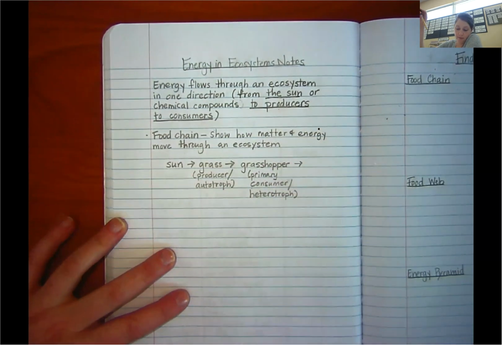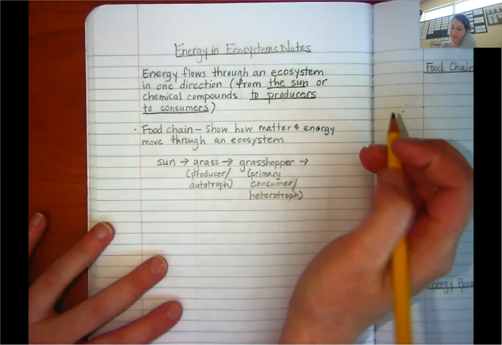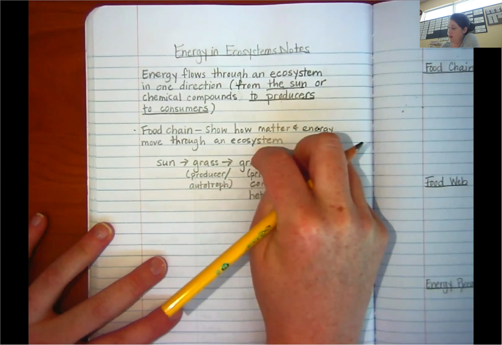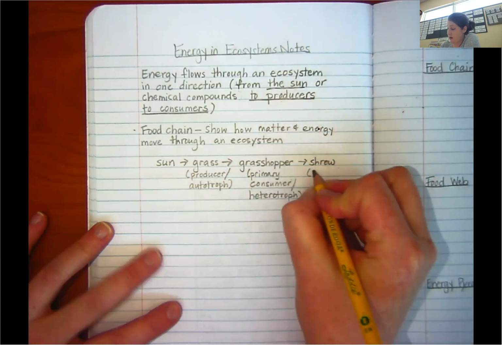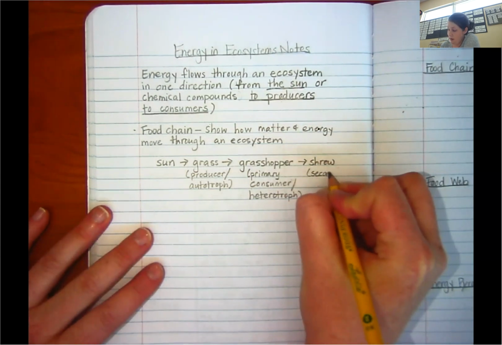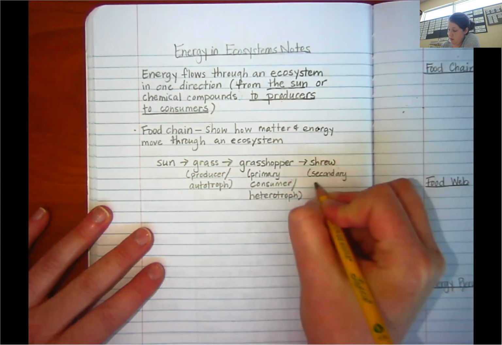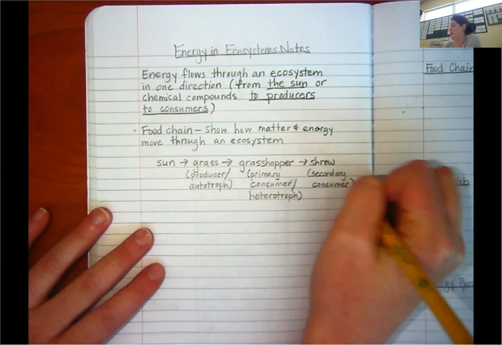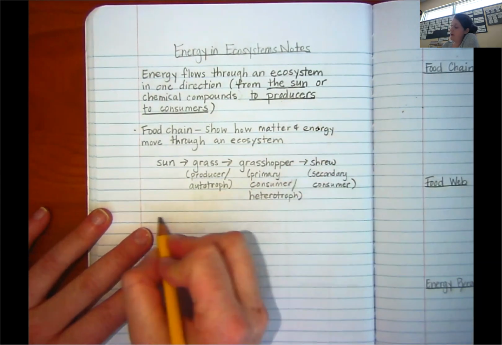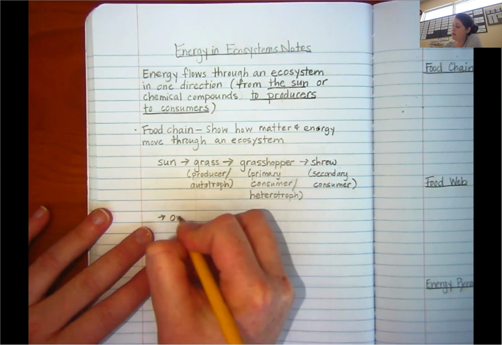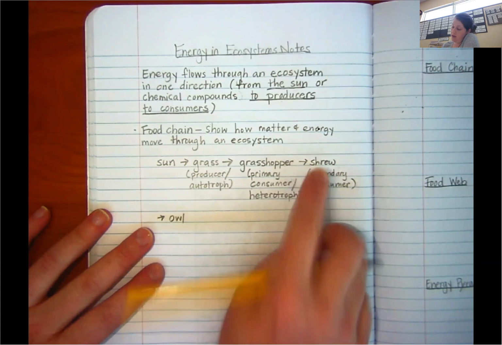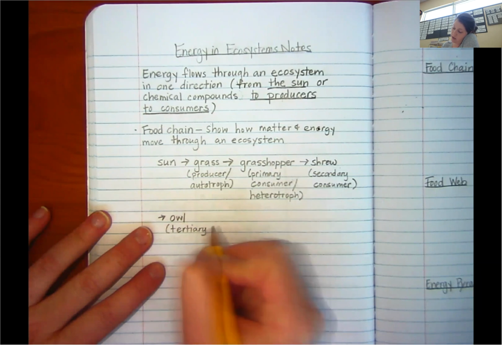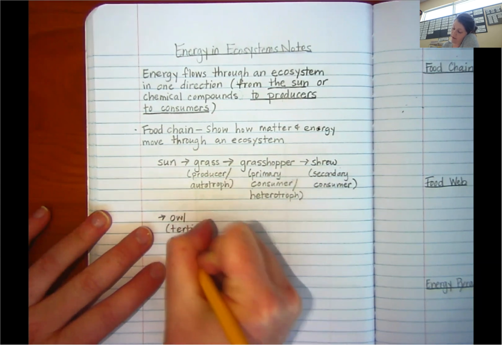And then from there, let's say there's a shrew that comes along and eats the grasshopper. You guessed it, that's a secondary consumer. Also heterotroph. And then let's say we keep going. Last thing, let's say an owl comes along and eats the shrew. That's called tertiary, which is like the third tier, tertiary consumer or a heterotroph.